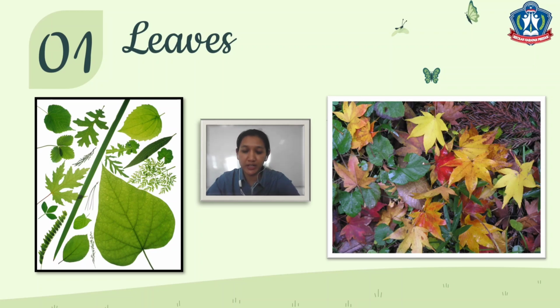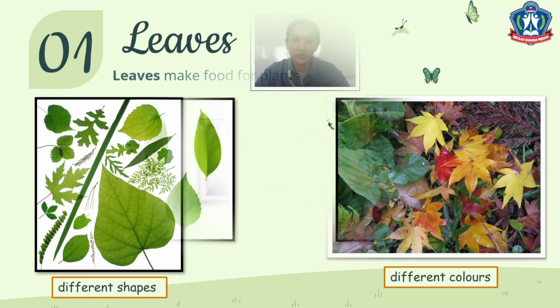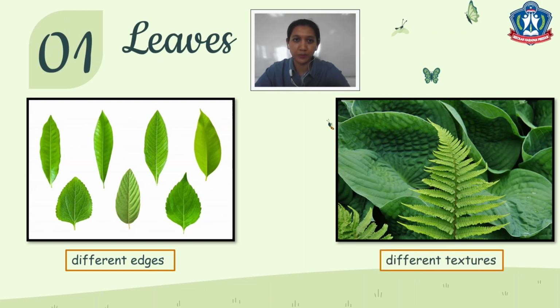The first one, leaves. Leaves make food for plants. But not only the leaves: food is also made by the green stems of plants. Here, there are some different shapes of leaves and different colors. Leaves also have different ages and different textures.